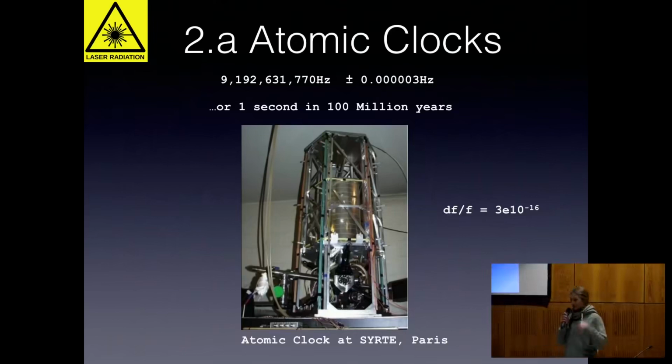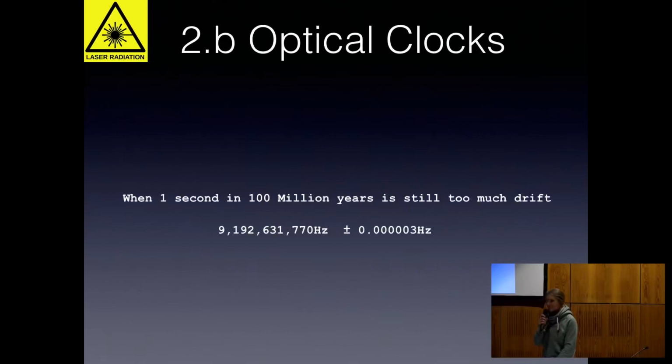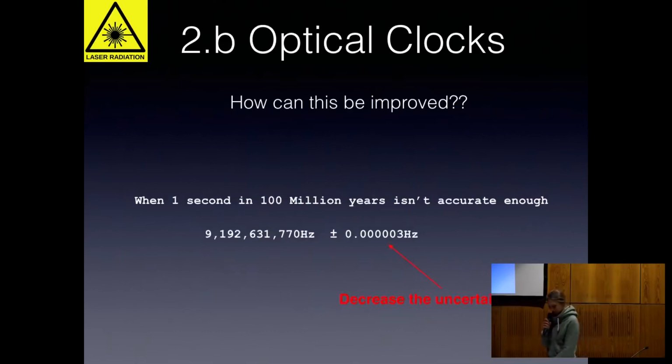So then, when you've applied these techniques and others, you get to something that's called an atomic clock, and this one is actually an atomic fountain, and they allow you to reach an accuracy of 1 second in 100 million years. So this is extremely impressive, but people want to get better. So when that's too much, then what do you do? Do you try to decrease the uncertainty?